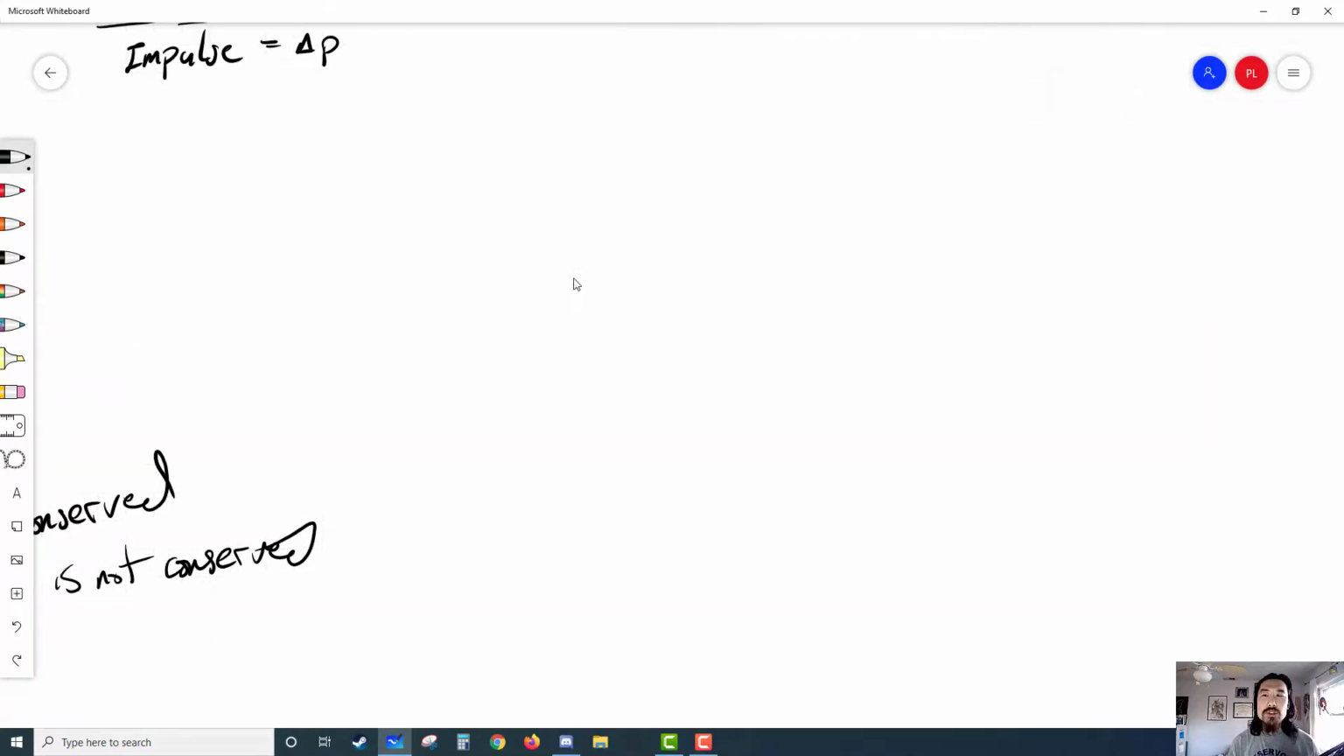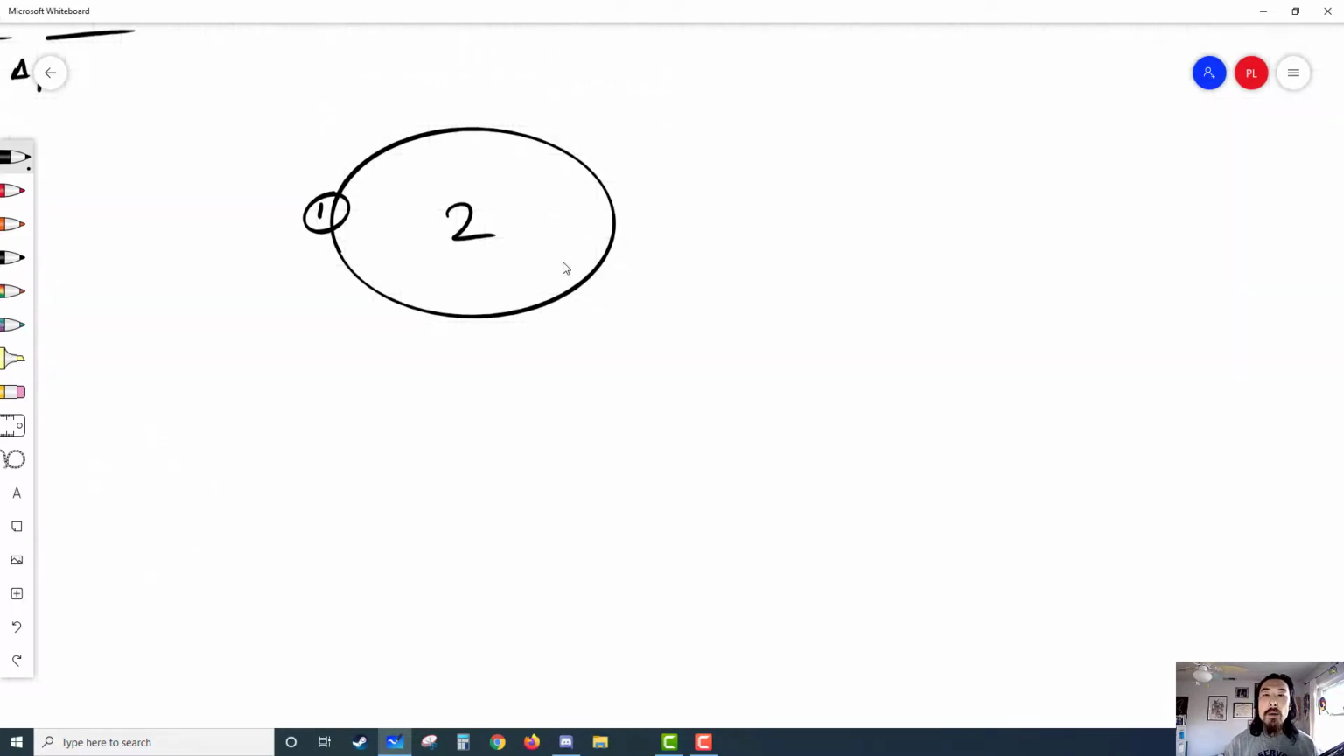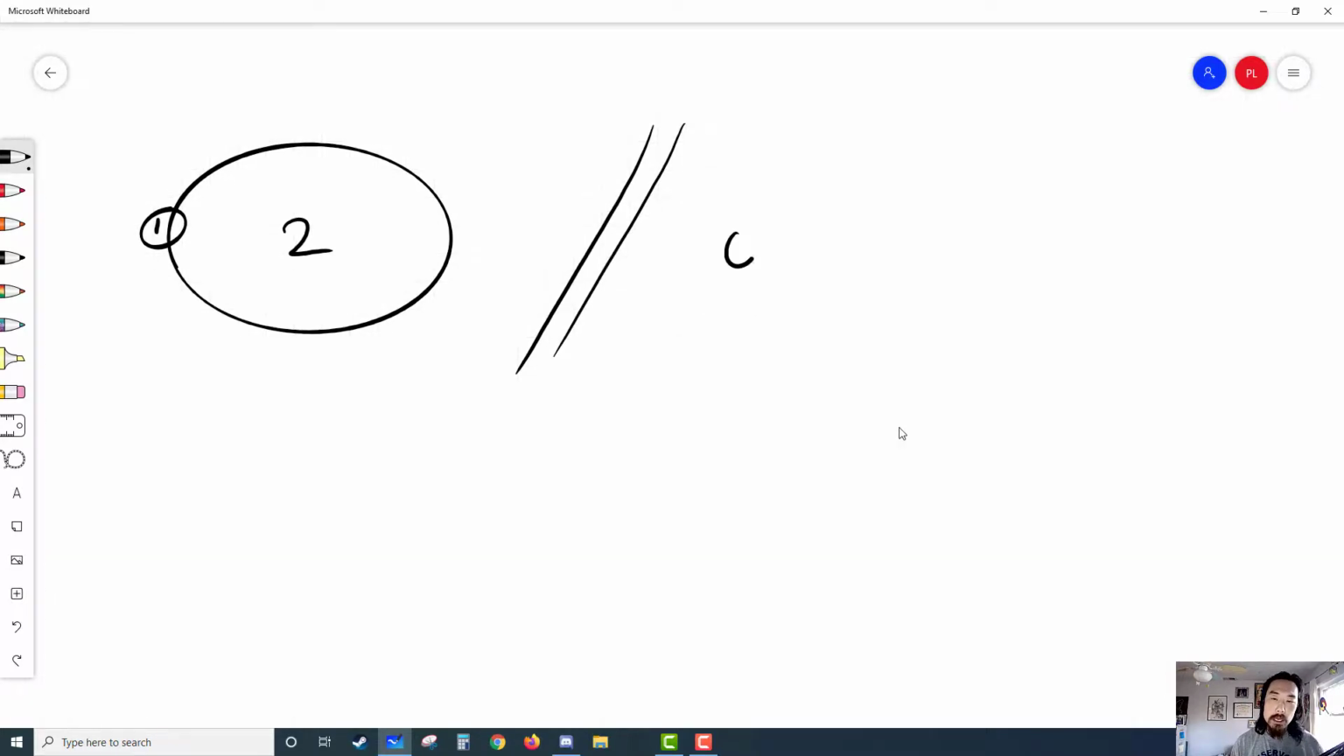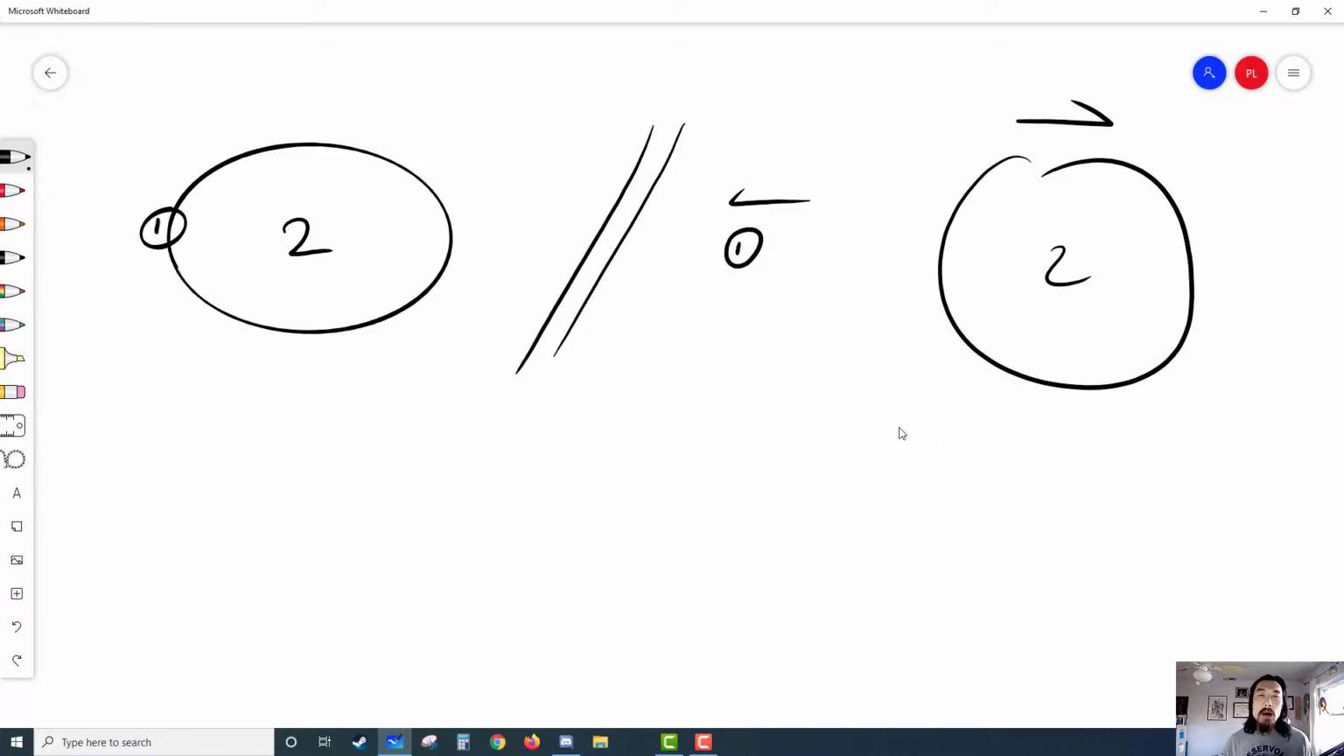So if we have two objects of different masses, let's say mass 1 and mass 2, and mass 2 is really, really big. And let's say it's an explosion type of problem. The question will be: if the two objects are exploding, which object is moving faster? Now, this is what we know. We know that the momentum of 1 is equal to the momentum of 2, because momentum is conserved. So these two objects have the same momentum.